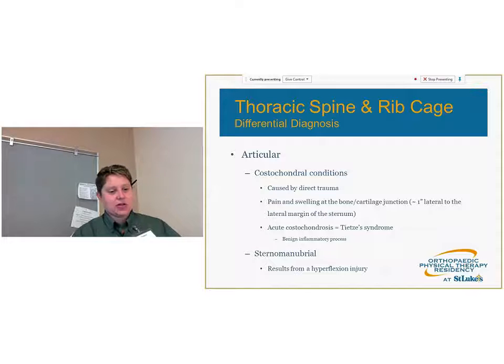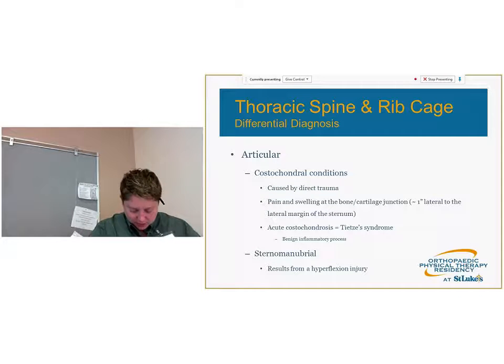All right, there are some articular conditions that you should rule out before treating rib dysfunctions, costochondral conditions and sternomanubrial conditions. Costochondral, we mentioned, caused by direct trauma, and you'll typically have pain and swelling. It will be tender to palpation. And sternomanubrial usually results from a hyperflexion type of injury.